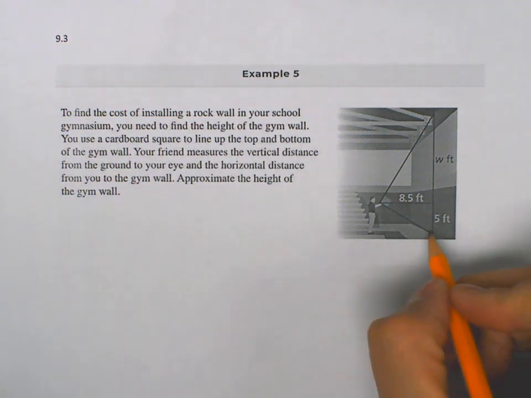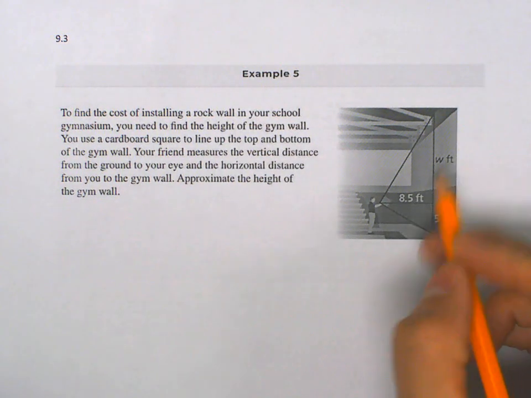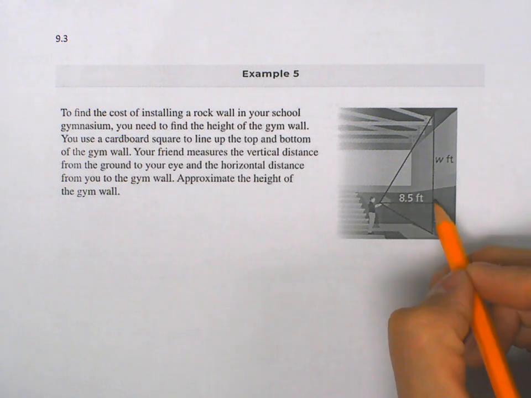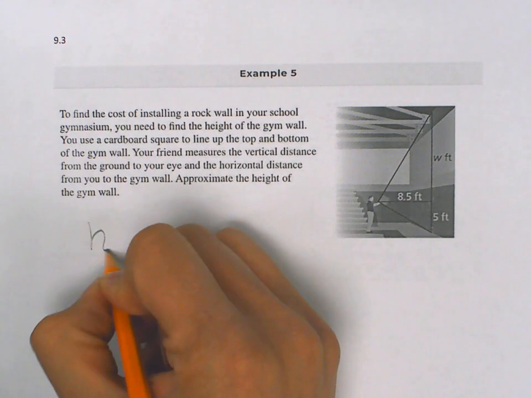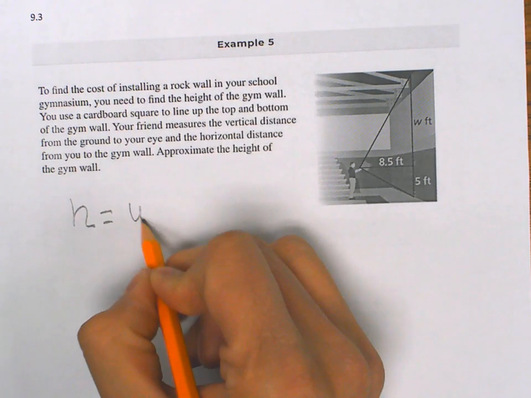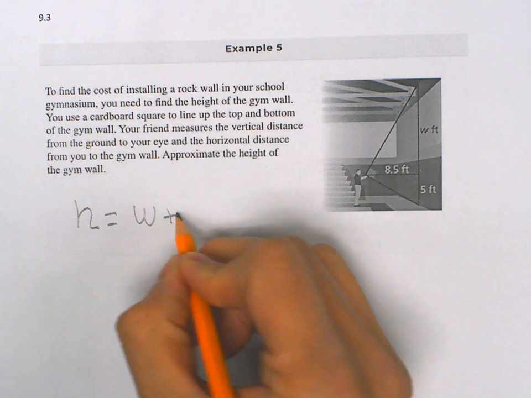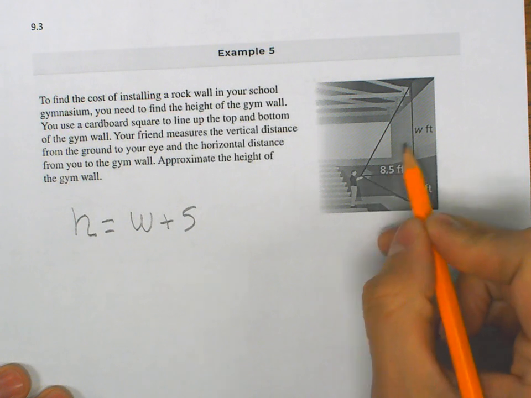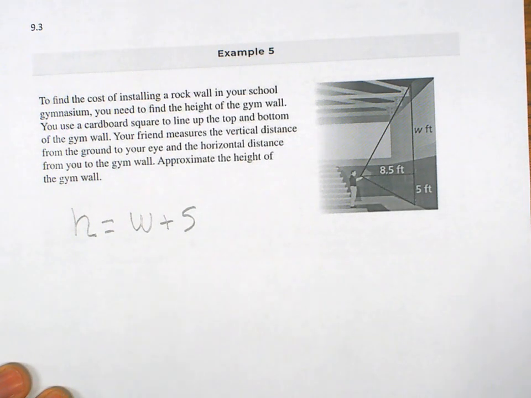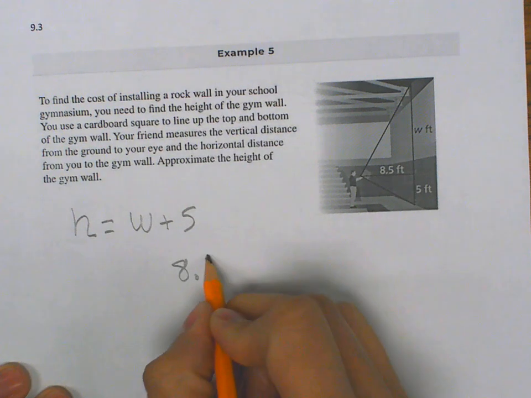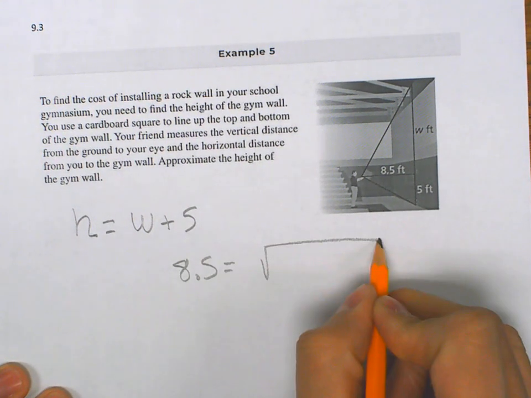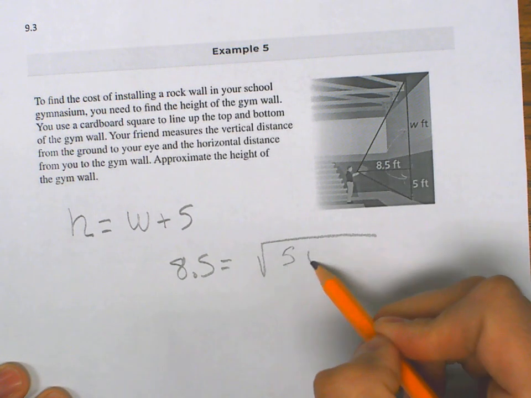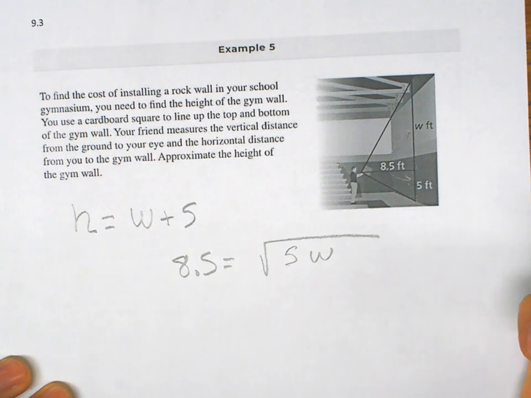So what we have here is 5 feet. We have the distance from the person to the wall, 8.5, and we're looking for this distance in order to find the height of the wall, because the height of the wall is going to be that distance plus 5. We have to remember that this is the geometric mean between the two legs. 8.5 happens to be the geometric mean between the two legs 5 and W. What do you mean? How can I solve that?